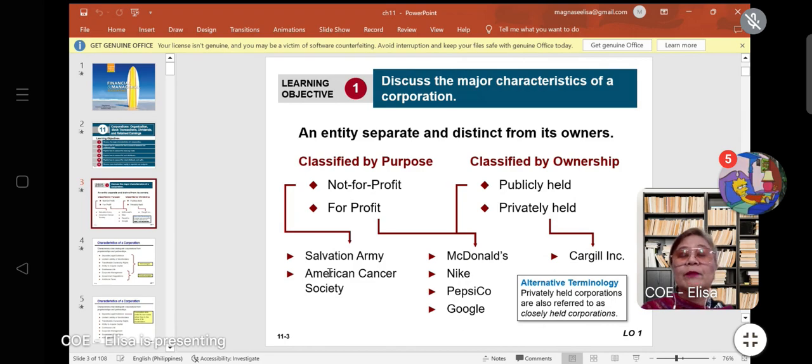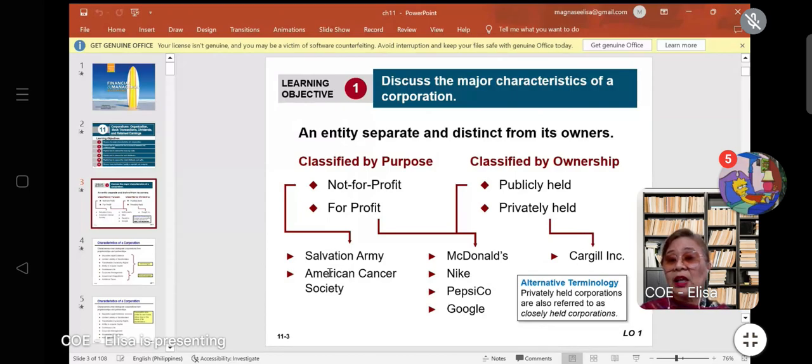Now, corporations are classified by purpose. You can organize a corporation for not for profit. So these are the NGOs, mga foundation. So these are not for profit corporations, and for profit also. And then these are also classified by ownership. There are publicly held corporations and privately held corporations.